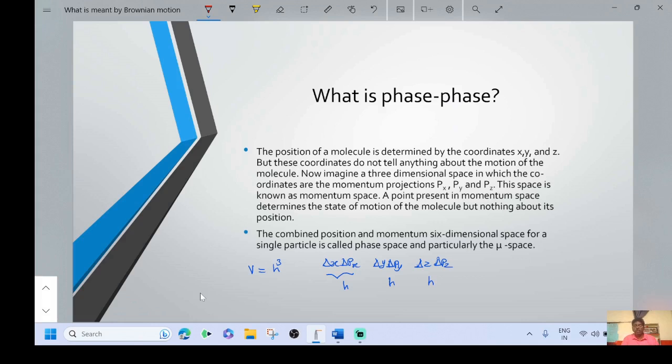The volume of the phase space is h cube. On the basis of the uncertainty principle, delta x into delta px is h, delta y into delta py is h, delta z into delta pz is also h. So that V equals h cube.